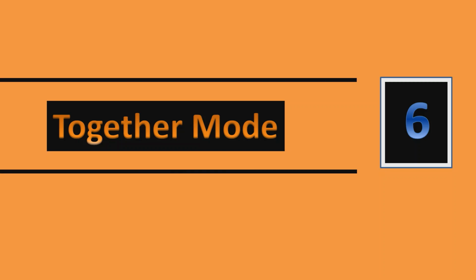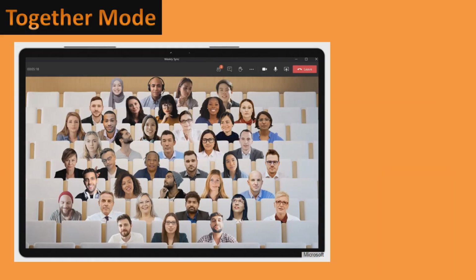But there is always a better option, which is called Together Mode. What is Together Mode? Together Mode is going to place all of the participants in a meeting in a virtual room. Exactly similar to your office space. Every one of your participants will look the way it is shown in this picture, as if they are sitting together, next to each other.